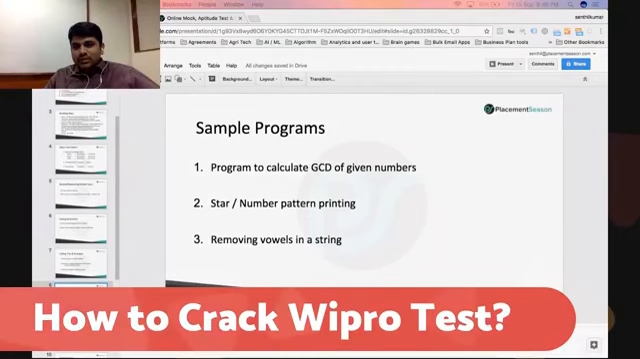I have attempted the Wipro test on your site and got 82 percentile. Do I need to practice more, or is it okay to clear the Wipro test? With 82 percentile, since I've told you the test conversion is around 5 to 10 percent, you will be definitely safe if you are above 90 percentile. You are slightly less than 90 percentile, so try to score well.